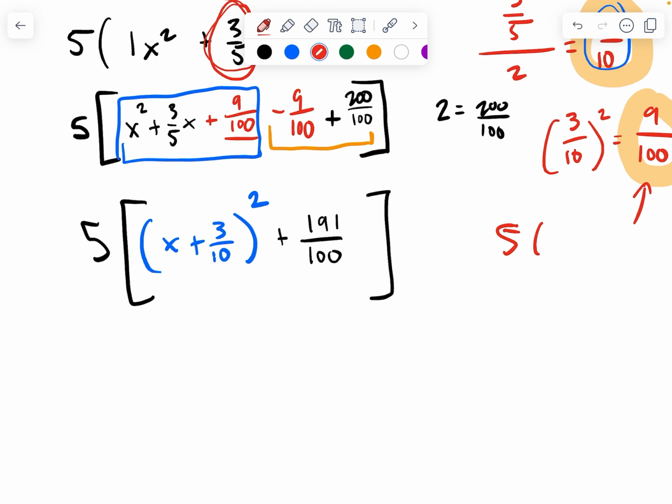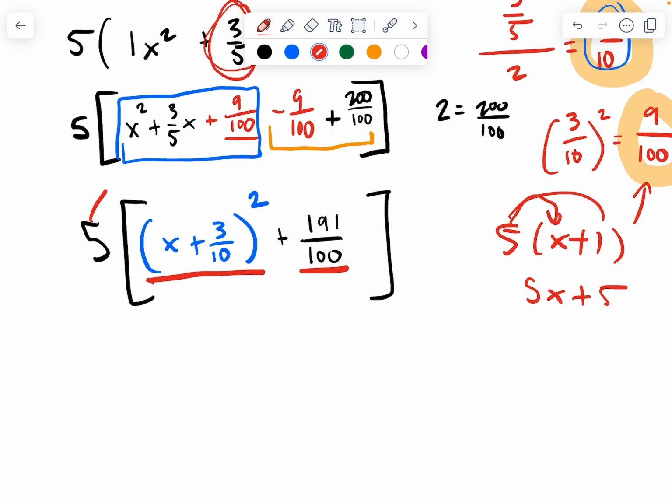So if I had a 5 times x plus 1, it would multiply to the x to give you 5x. It multiplied to the 1 to give you plus 5, right? Here's our first term. Here's our second term. And that 5 distributes to the first and to the second. So when we multiply it to the first, that 5 is just going to start, oops, let me write that a little nicer. 5 is just going to go in front of that parenthesis.